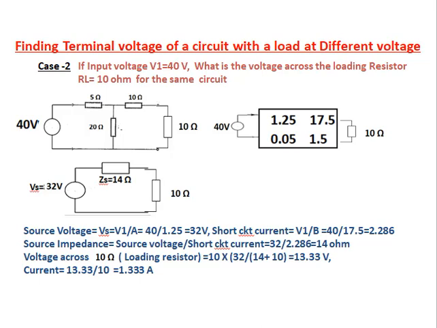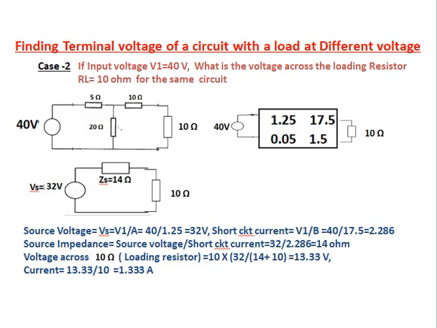The circuit ABCD parameters are 1.25, 17.5, 0.05, 1.5. RL resistor 10 ohm is connected across the output terminal. Source voltage Vs is equal to V1 by A, that is equal to 40 by 1.25, equal to 32 volt. Short circuit current is equal to V1 by B, that is equal to 40 divided by 17.5, equal to 2.286.